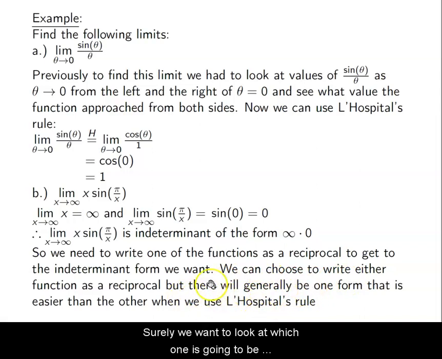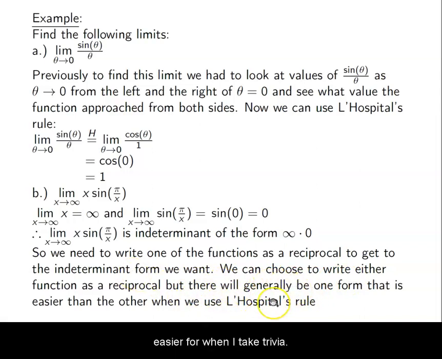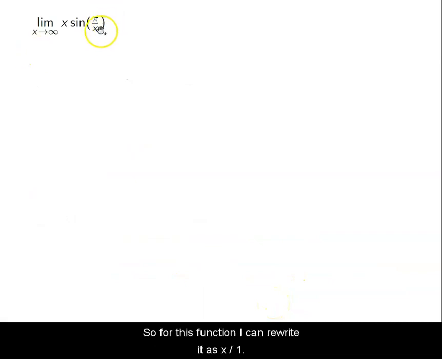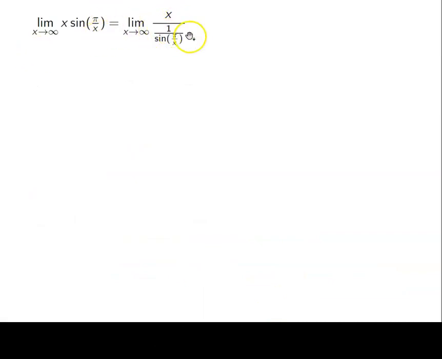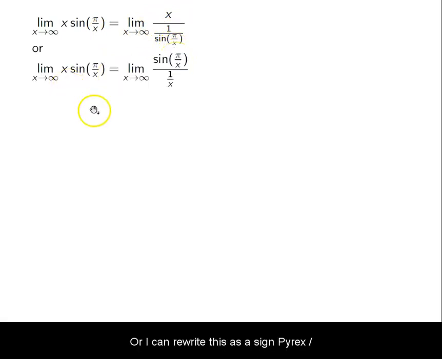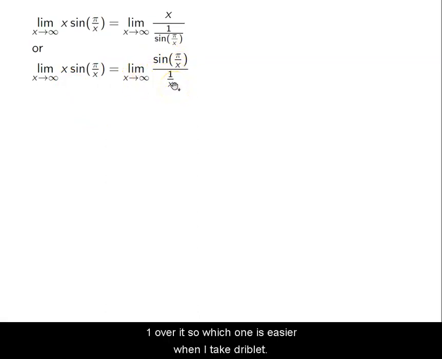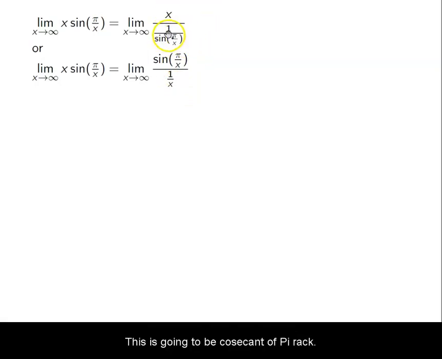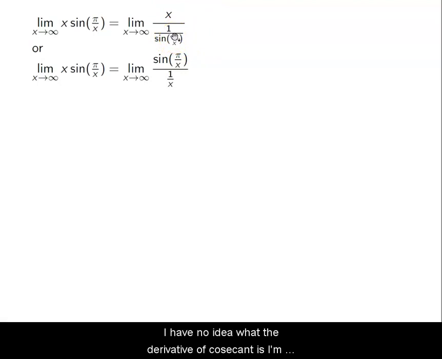Generally, we want to look at which one is going to be easier when I take derivatives. For this function, I can rewrite it as x over 1 divided by sine pi over x, or I can rewrite this as sine pi over x divided by 1 over x. So which one looks like it'll be easier when I take derivatives? Well, the derivative of x is 1. This is going to be cosecant of pi over x.